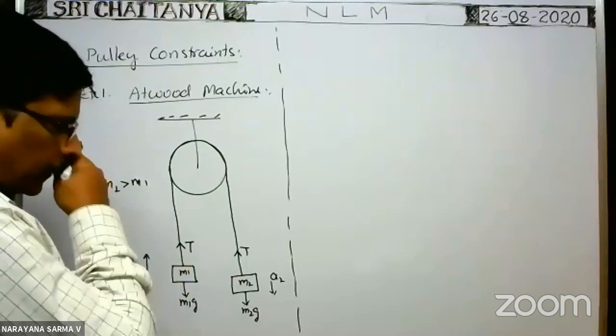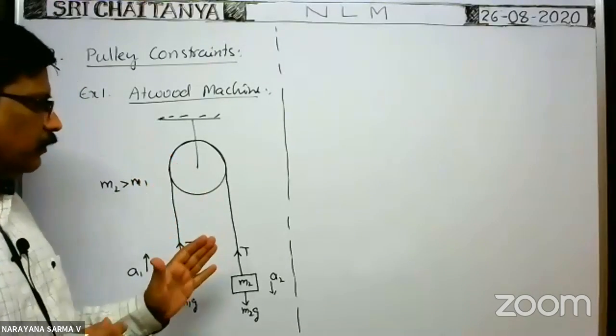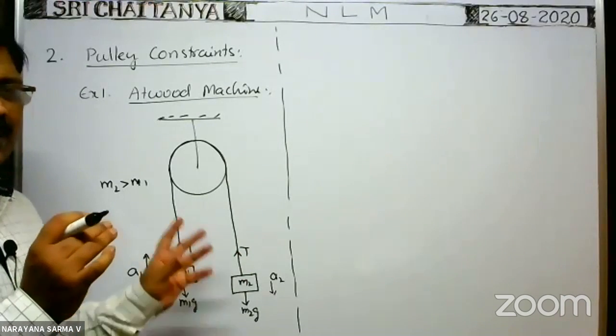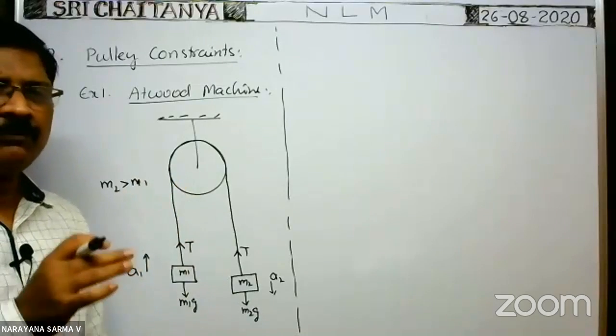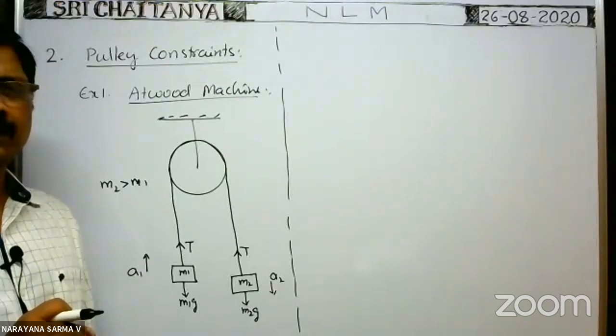We have to check. Now, to write the constraint relation between the accelerations of the two blocks, first, in the system there are two blocks and a pulley. Which is the fixed body? Which body is fixed in the system?